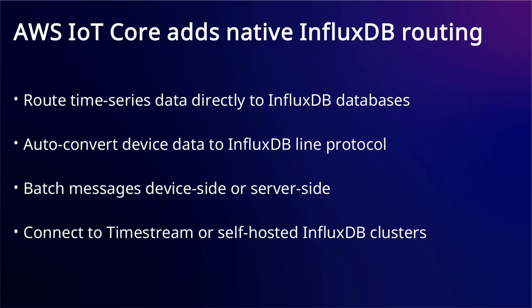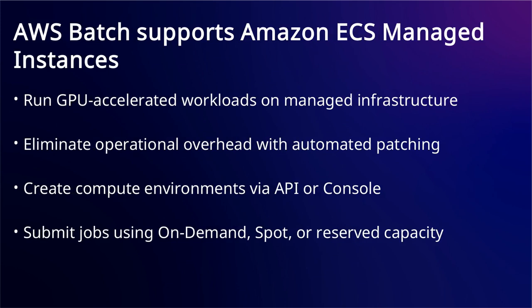authentication, and batching parameters. Running GPU-accelerated and compute-intensive batch workloads on EC2 infrastructure requires you to manage AMI updates, security patching, and instance lifecycle, which creates operational overhead. AWS Batch now supports Amazon ECS managed instances as a compute option to address this. You can run GPU-accelerated workloads on AWS managed infrastructure where AWS handles maintenance automatically. You eliminate operational overhead because AWS manages patching and updates for you.